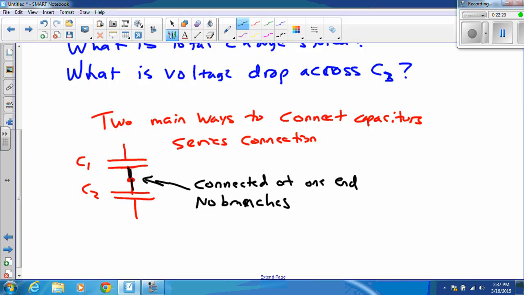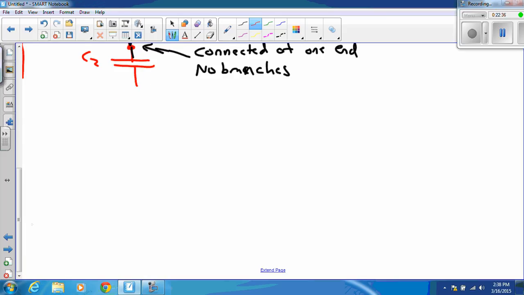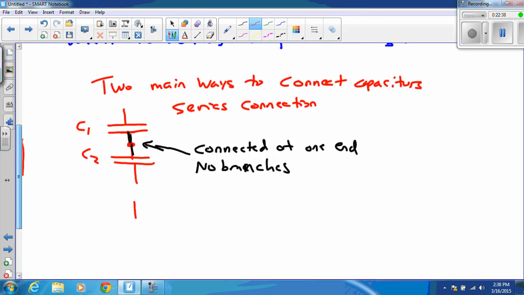Correct, that's right. In series, just like Christmas lights in series, if one of them goes, then that whole part of the circuit is taken out. Okay. The second main way that circuit elements can be connected is in parallel.